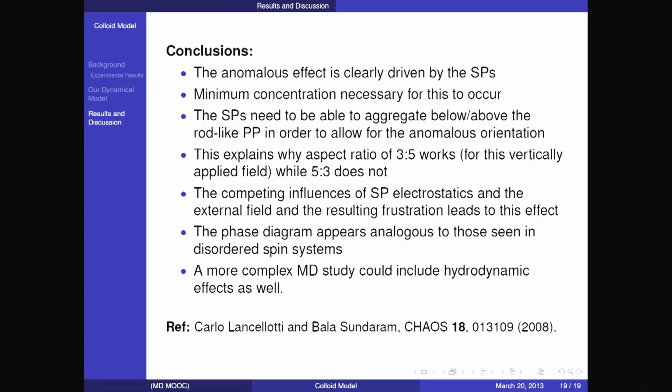So what are our conclusions? Well, first and foremost, the anomalous effect is clearly driven by the small particles, the secondary particles. There's a minimum concentration necessary for this to occur, and they have to be able to aggregate above and below the rod in order to allow for the anomalous orientation. And this is why the 3,5 works rather than the 5,3. Because in the 5,3 there isn't enough headroom for these small particles to accumulate above and below the rod. In fact, there isn't enough headroom for the rod to stand up straight.